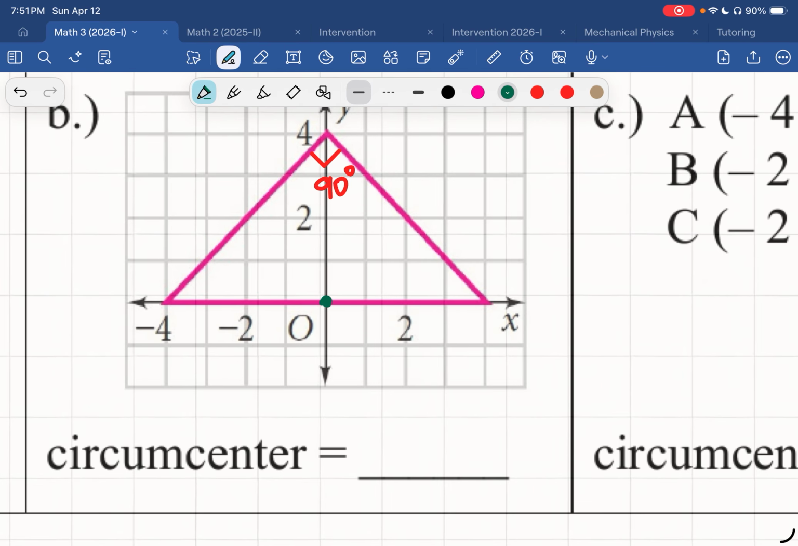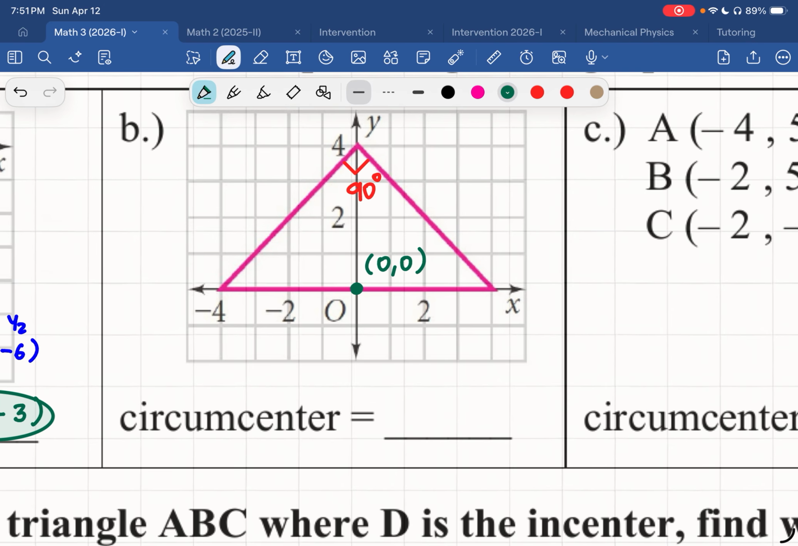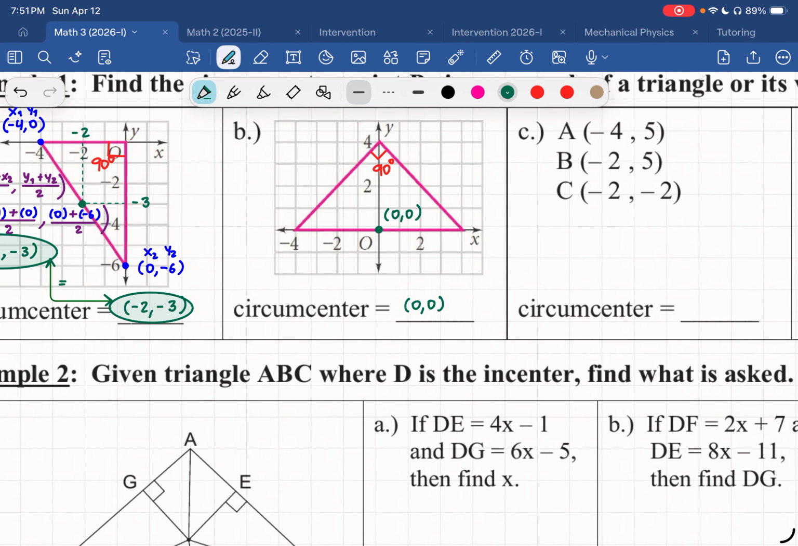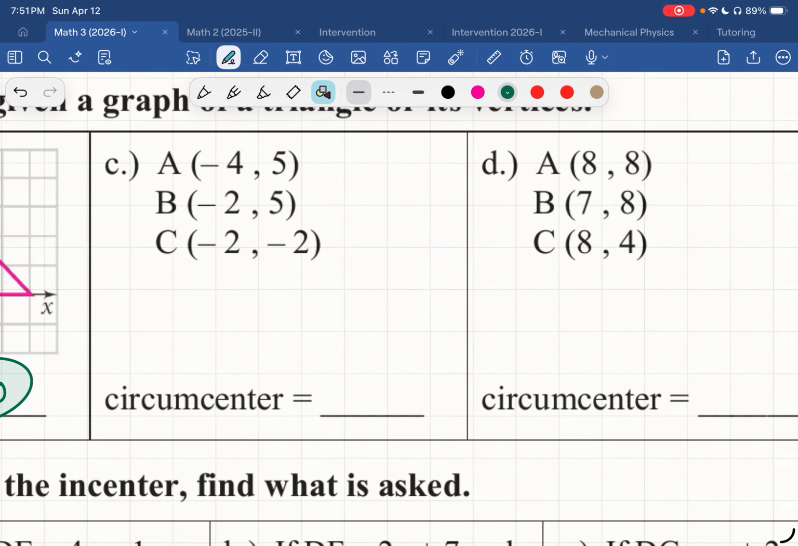So then what is the midpoint? Okay, the midpoint, I can find it using my eyes, right? What are the coordinates of this point? The coordinates of this point is 0, 0, right? In this case, the circumcenter is just right in the middle. So in this case, we're going to say 0, 0. Okay? And that's the answer. Just that easy. That easy, okay?